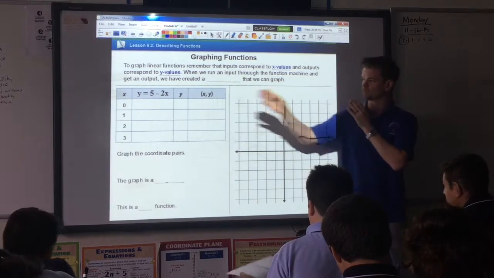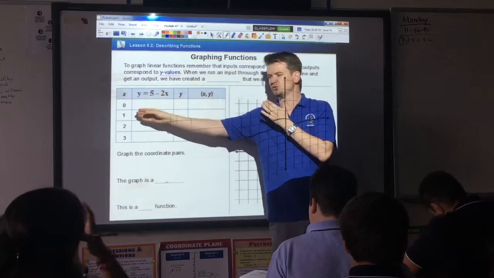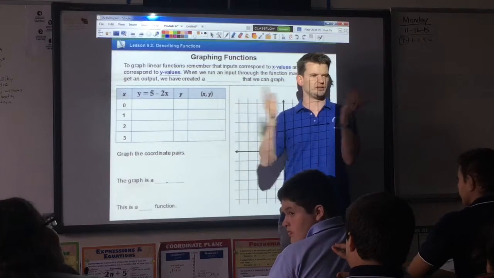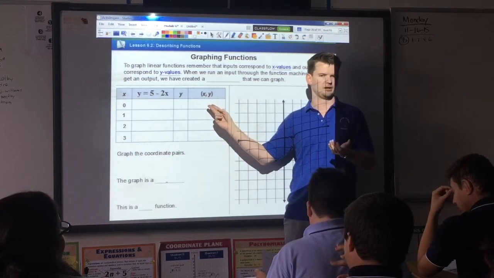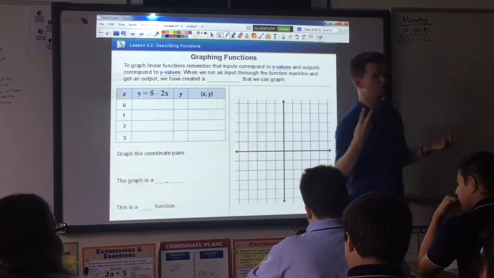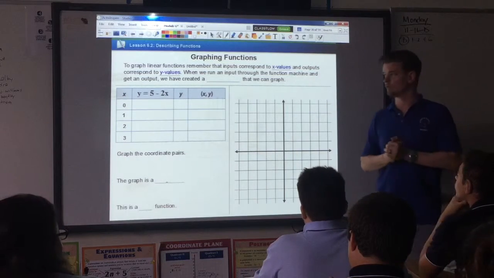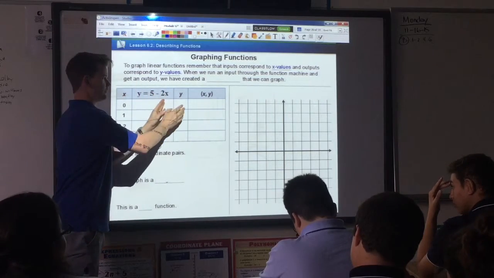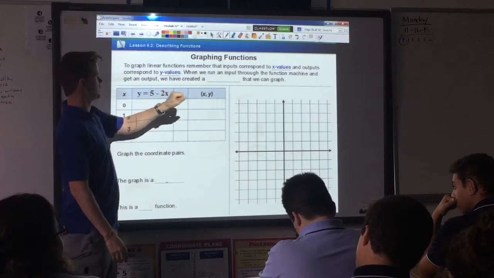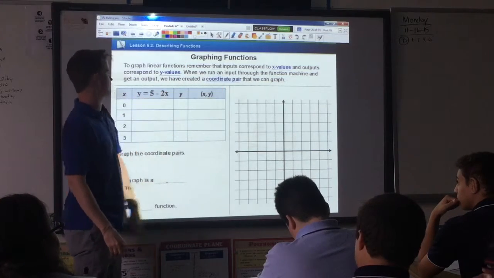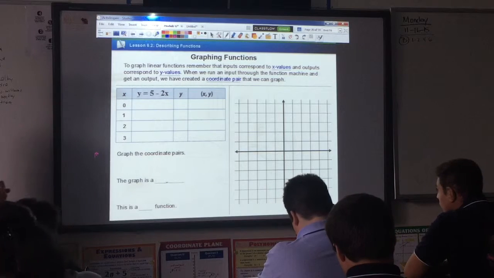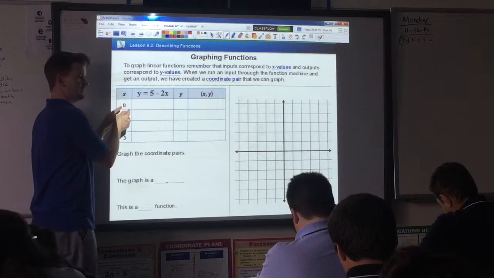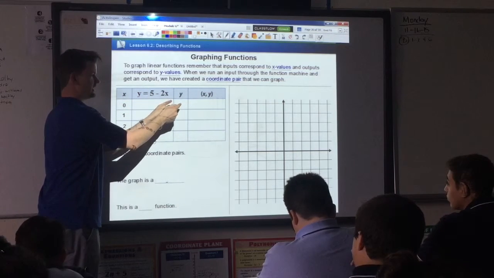So if we're given a function rule, and we substitute in an input, what comes out the other side? An output. And when we put the input and the output together, what do we get? Coordinate pair. If I have enough coordinate pairs, means 2 or more, can I graph it? Yes, I can. So what we're going to be doing now is we are going to substitute in inputs into the rule to get outputs so we can then go graph the equation. When we run an input through the function machine and give it an output, we have created that coordinate pair. We can then go in and graph it. All you're doing is substituting in the inputs into the rule to get an output.